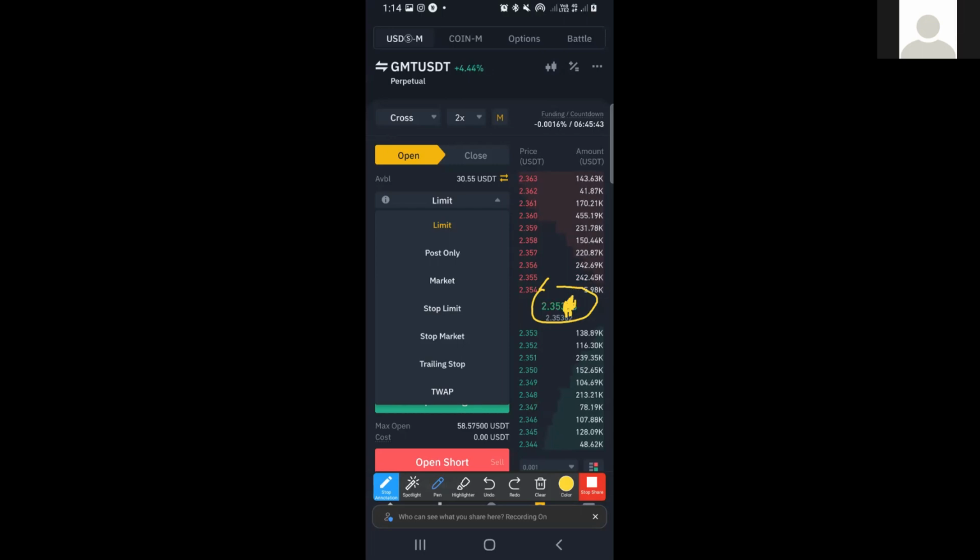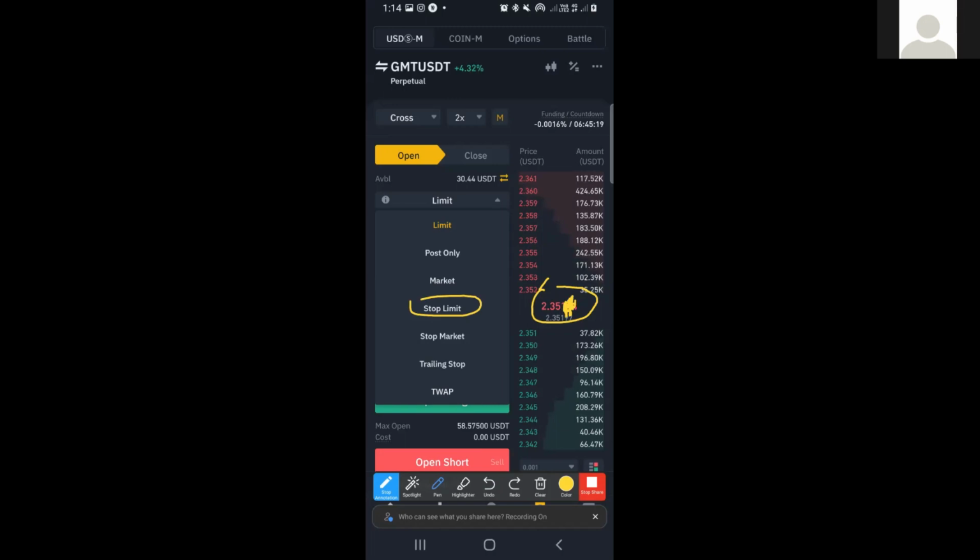Then we have what we call the market order. This one is whatever is the current market price of this coin, you just buy at the market. Here is what we call the market order, this one. That is the market order. Then we have the stop market or the stop limit order.